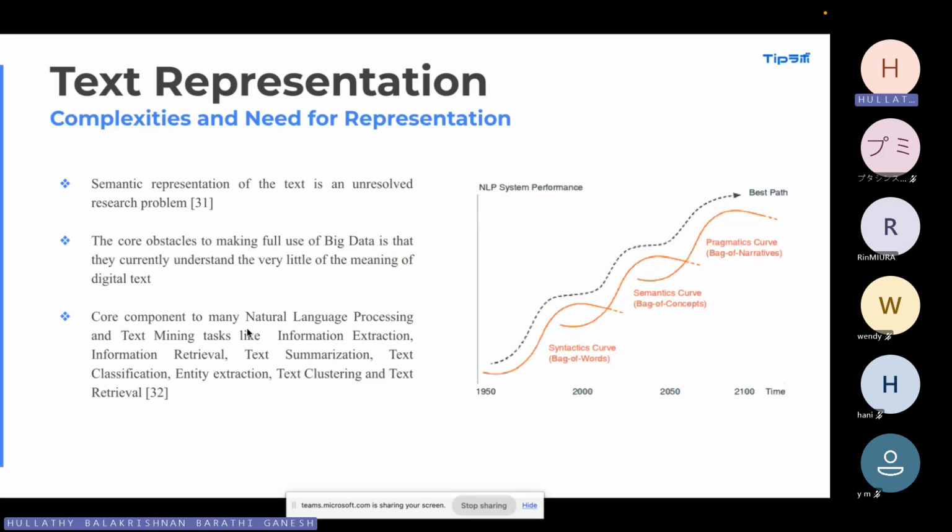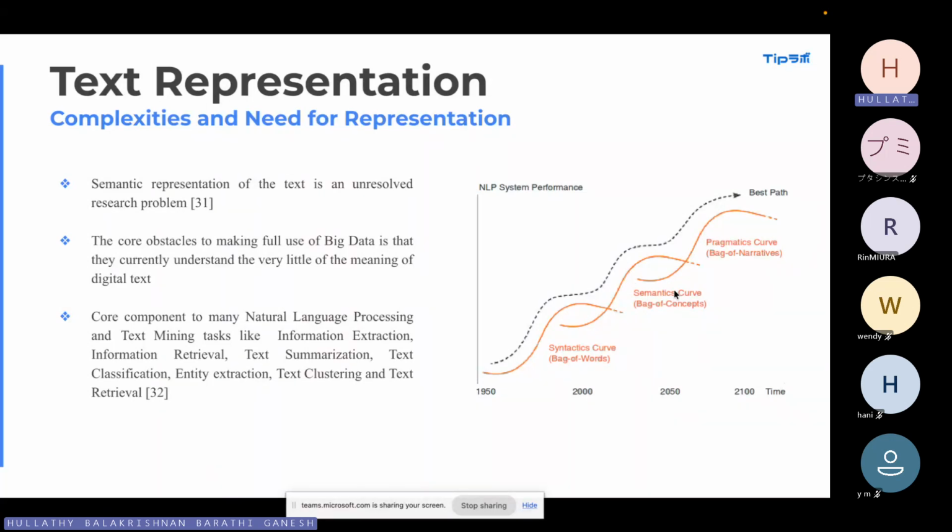And this graph is the curves of NLP, which is a familiar one in the NLP domain, which explains the growth of the NLP domain. Initially, till around 2000, we were mostly doing all the research work with the bag of words, like TDM, term document matrix, TF-IDF, and then we applied some matrix decomposition, etc. So those come under the syntactic curves. Then, currently, we are in the semantic curves.